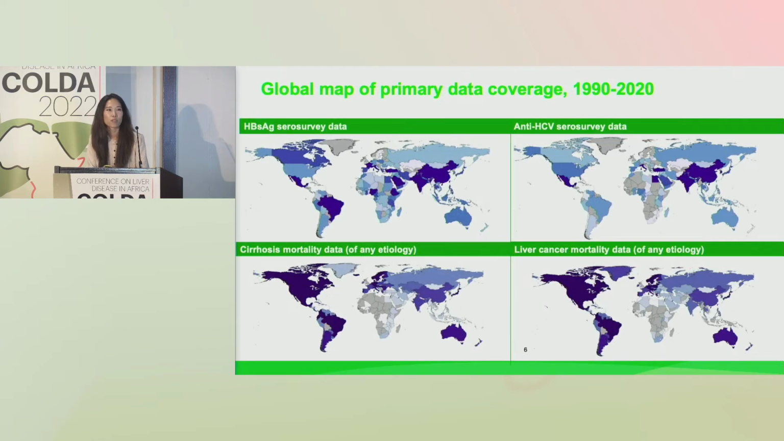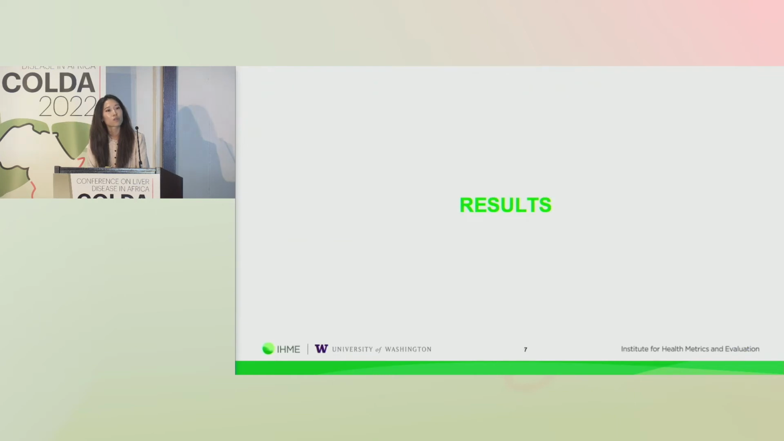Here I'm showing a global map of where we have primary data for all of these 4 indicators between 1990 and 2020. You can see the amount of data we are using in our models. So, moving on to the results.